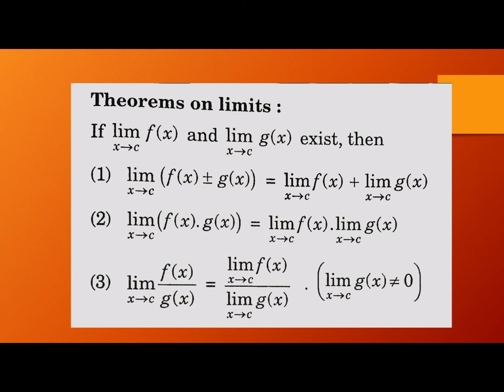Why? Because we are just adding the limits when adding the functions, and multiplying the limits when multiplying the functions f of x and g of x. Likewise, we are dividing their limits. For the last one, the condition is that limit x tends to c g of x is not equal to 0; otherwise this limit of f of x by g of x won't exist.